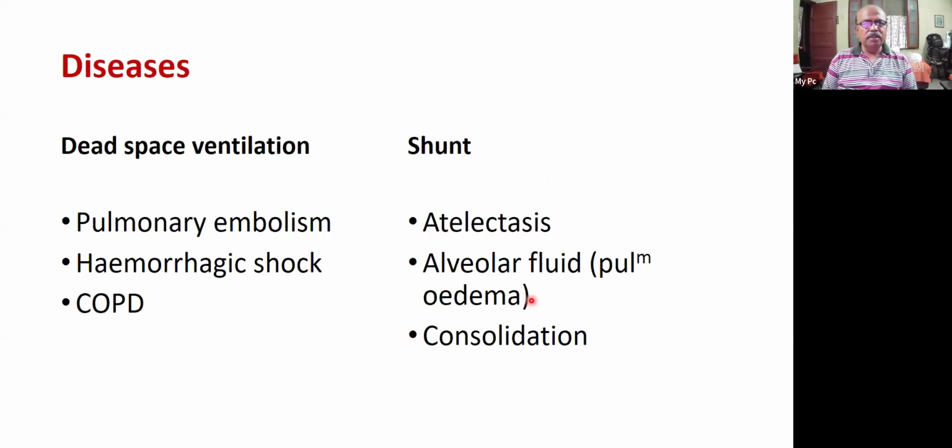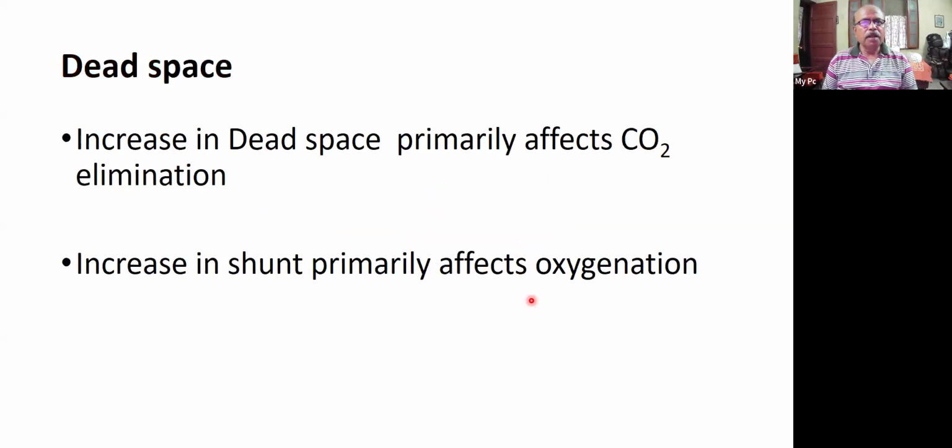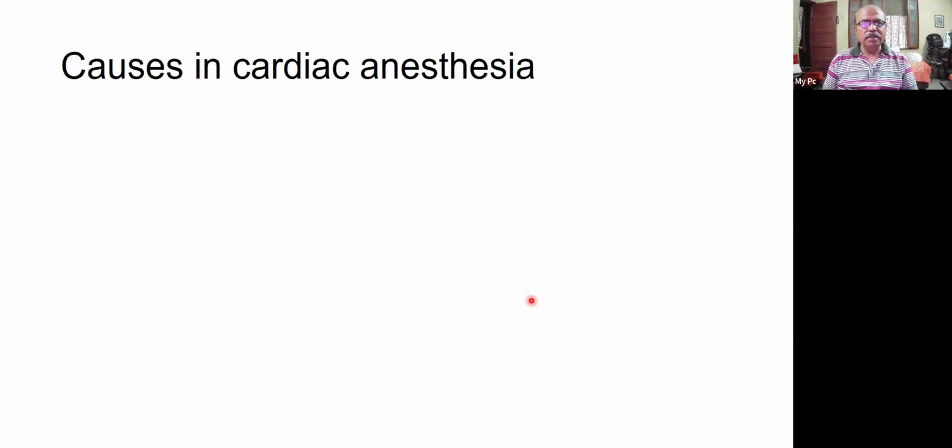What happens in different diseases? You see, in pulmonary embolism, hemorrhagic shock, or COPD, there is more of dead space ventilation. While if there is atelectasis, or pulmonary edema, where there is increase in the alveolar fluid, or there is consolidation, that gives more shunt. Increased dead space will primarily affect carbon dioxide elimination, because no alveoli are getting perfused in dead space. And increase in shunt primarily affects the oxygenation.